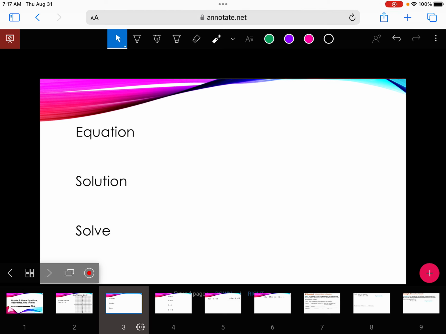Alrighty. So, like I said, we're going to be talking about equations and solutions and solving, which means we need to know what those things all mean. So we have been dealing with a lot of expressions, and we need to think about what's the difference between an expression and an equation. Just think about that for just a second.